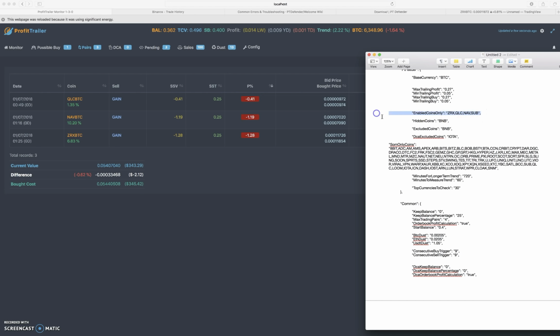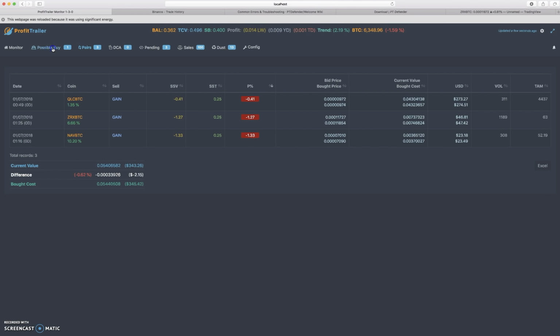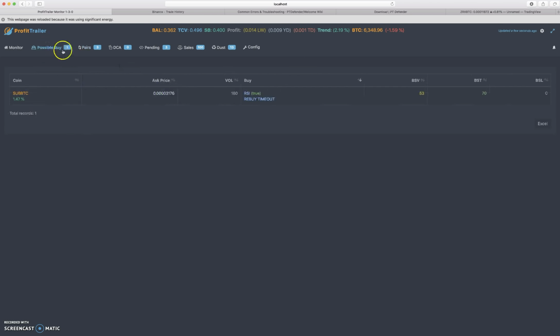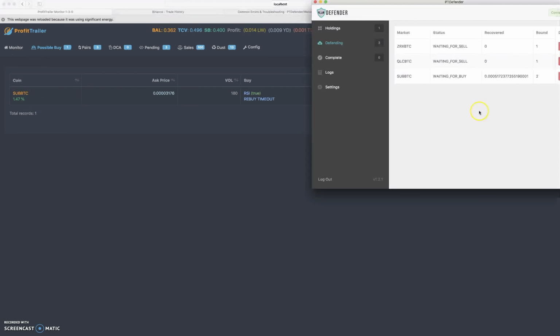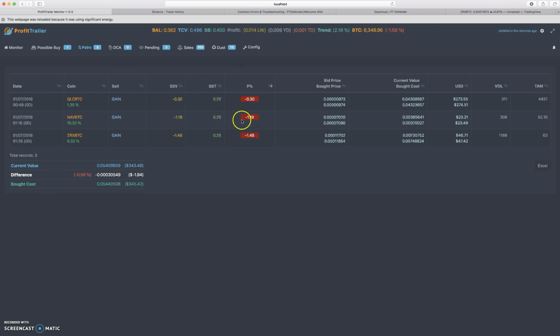But anyway, so excluded coins, or geez, forgive me, enabled coins only. What this is doing is enabling only the coins that you want, which means only these coins Profit Trailer will look to buy. As you can see, the only possible buy I have in my possible buy folder is SUB. The reason for that is I only have four coins, NAV, QLC, and ZRX, that I'm already holding in pairs. So it's quite simple to understand what's going on here.